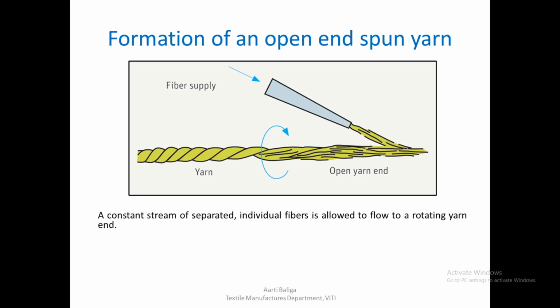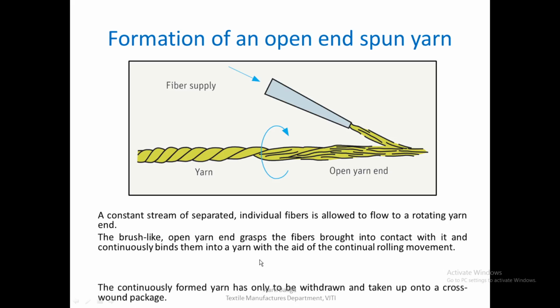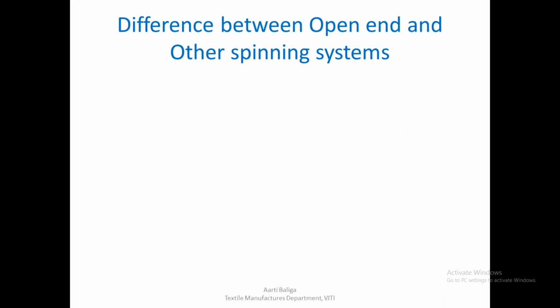So this again, it's a sort of repetition. A constant stream of separated individual fibers is allowed to flow to a rotating yarn end. The brush-like open-end yarn grasps these fibers brought into contact with it and continuously binds them into the yarn with the aid of a continual rolling movement. The continuously formed yarn has only to be withdrawn now and taken up onto a cross-wound package. So this is the basic concept.